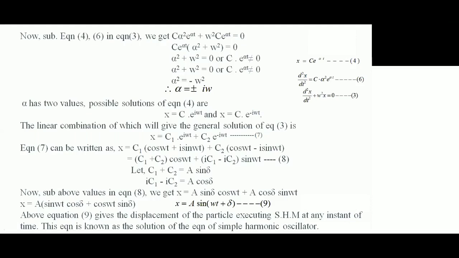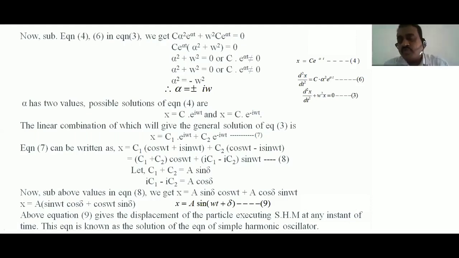This is d square x by dt square plus omega square x is equal to 0. Thus it is the second order differential equation, that is the equation of motion. So the equation of motion solution, the perfect solution, is x is equal to A sin omega t plus delta.